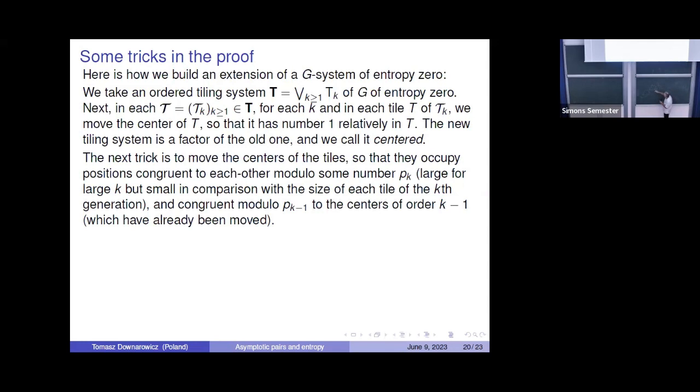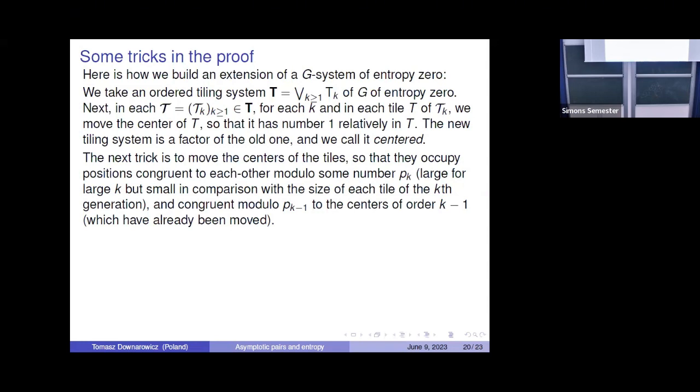Because the next guy is here, modulo 5, I have to skip it because I cannot have two centers in one tile. And then I start counting 1, 2, 3, 4, 5. And then 1, 2, 3, 4, 5. So I move the centers like so, but I can do it in many ways because I can start from any place, modulo 5. So I can build many tilings of this kind above each centered tiling.